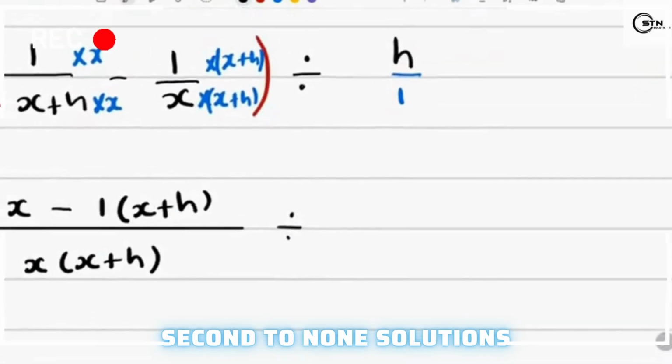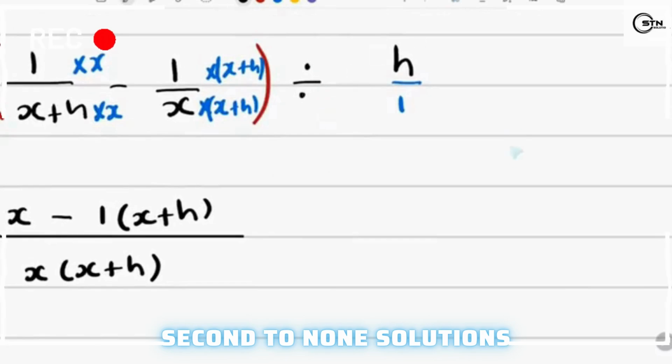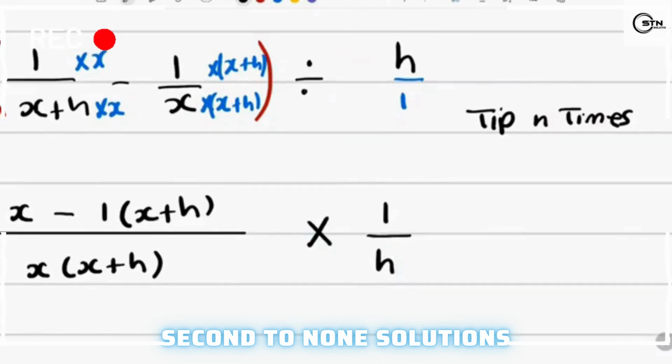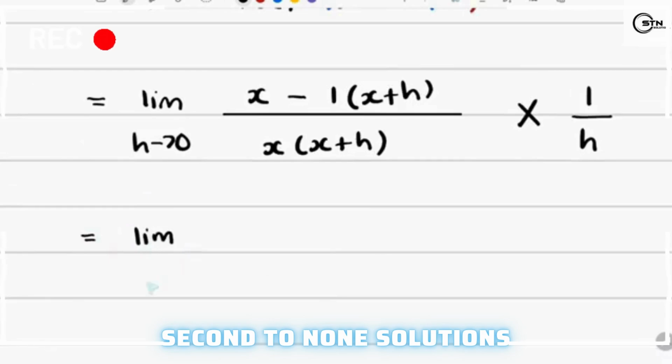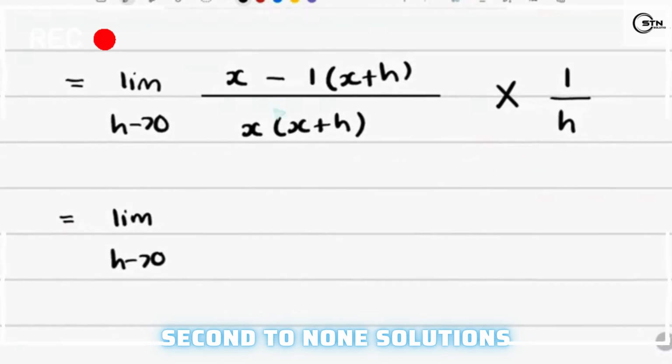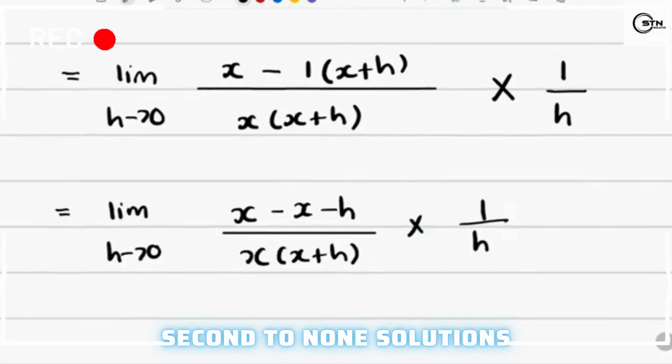Then we have divided by, and instead of making this division, since we are dividing by a fraction, we can use the rule called tip and times, meaning you tip the fraction, you swap the numerator and denominator, and you change the division sign to a multiplication. So this is what we have, and then we can say is equal to the limit as h tends towards 0, and we can simplify that. That is going to be x. When you distribute, you get negative x and negative h over, we still have here x times x plus h, and then this is being multiplied by 1 over h.